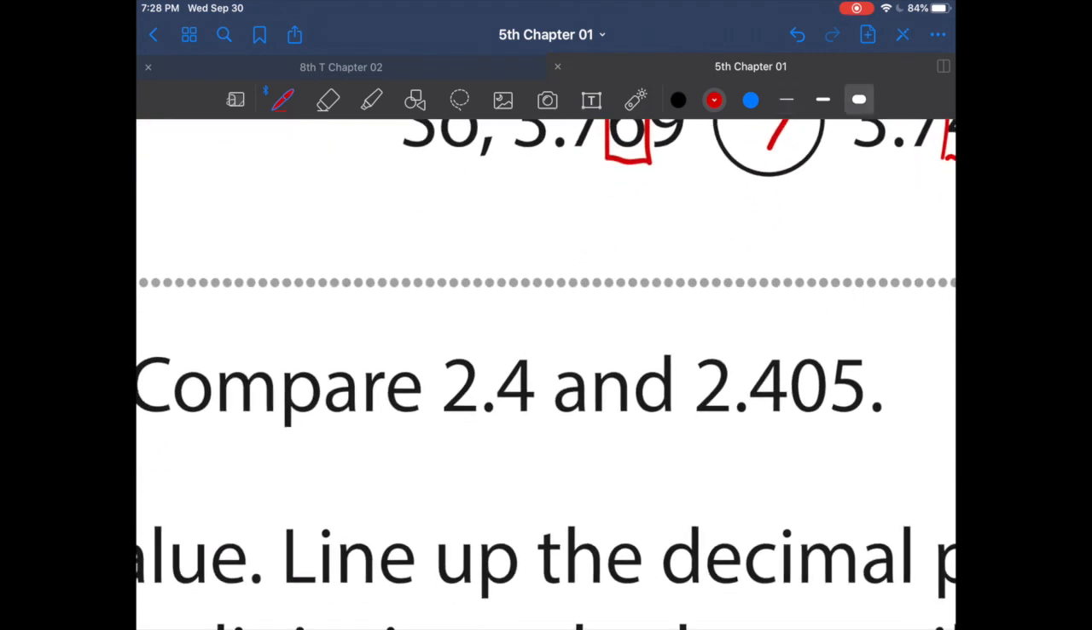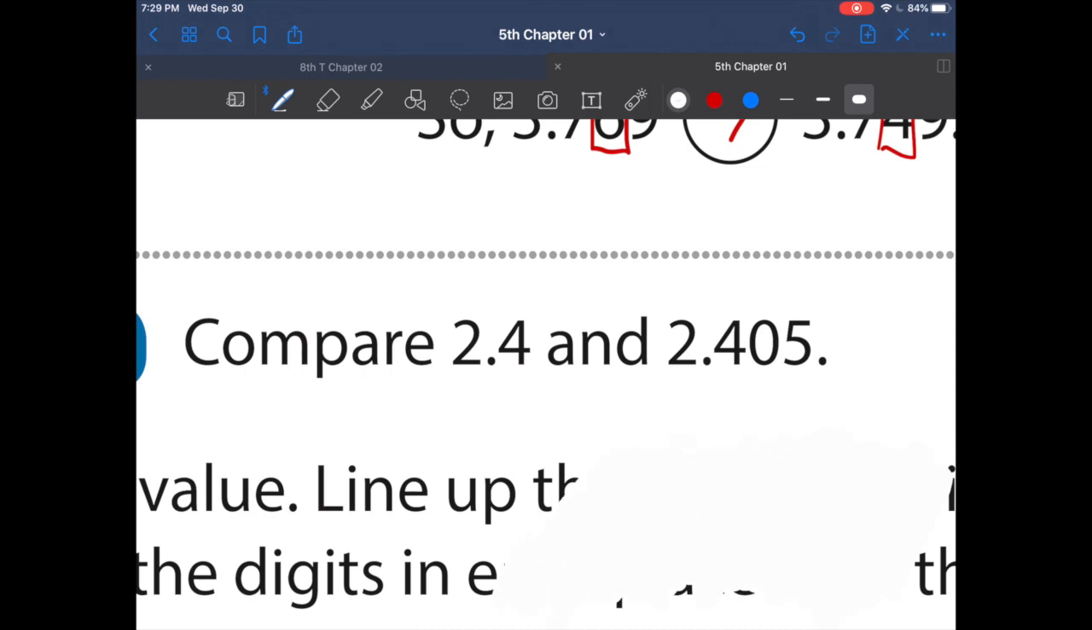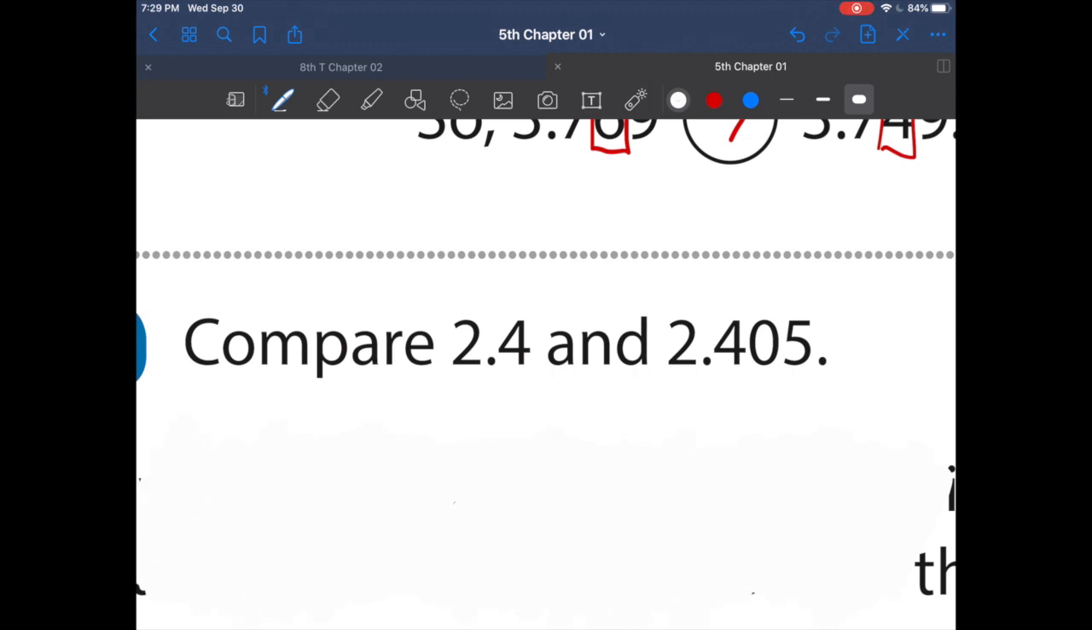All right, let's check this one out. So this one says compare 2.4 and 2.405. Let me erase some of this here so we have some more space, and then we can do some more practice. All right, so like I said, the way I like to do it is I like to line the numbers on top of each other. So I'm gonna put a decimal here, put 2, 4. And do you guys remember what I said? When you don't have any more numbers, what can we put in its place? We can put an infinite amount of zeros.